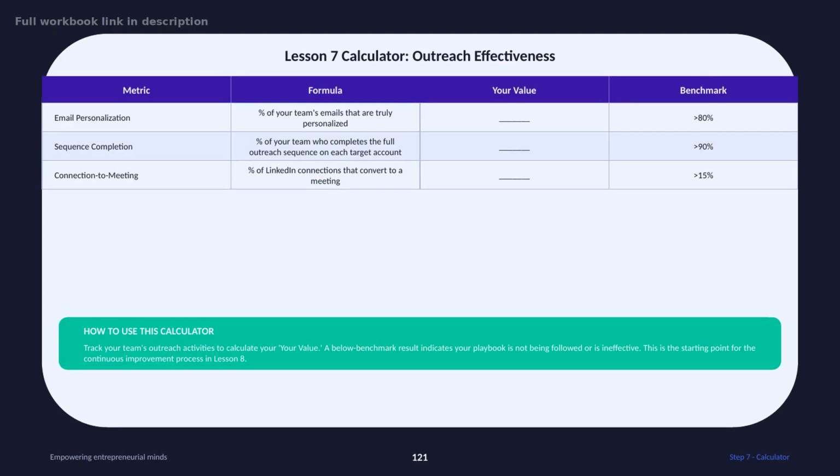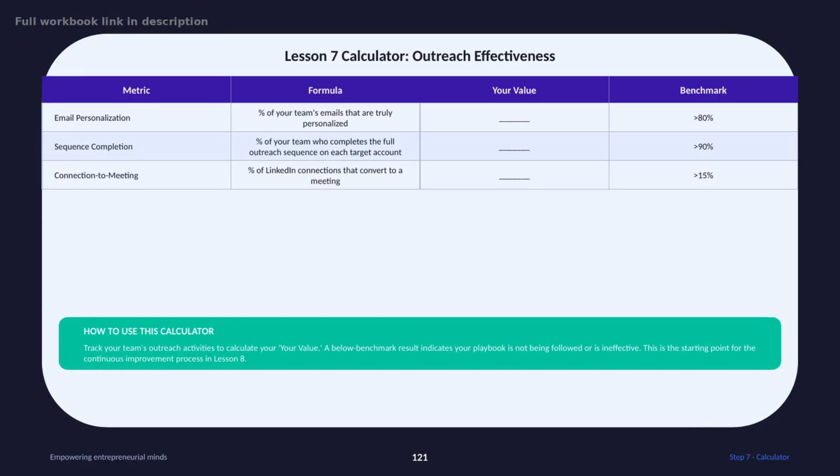This measures whether the playbook you just built is actually being executed. For email personalization, calculate what percentage of your team's emails are genuinely personalized, not templated with a name swapped in. For sequence completion, check what percentage of your team completes the full outreach sequence on each target account. And for connection to meeting, track what percentage of LinkedIn connections actually convert into a booked meeting.